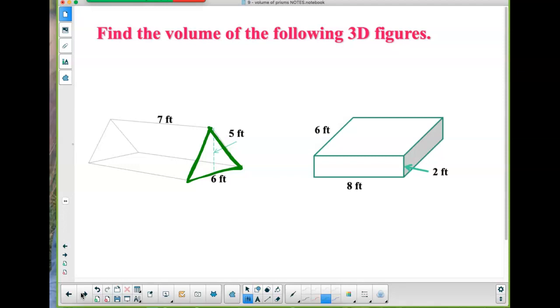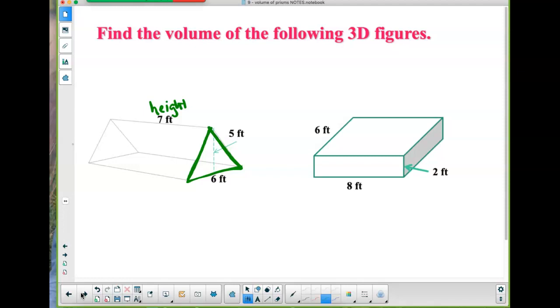Caleb, what do you think? 5. Not the 5. Brinley. The 7. This is the height of the prism. Okay, there's a difference between the height of the triangle and the height of the prism. The height of the prism has to be the distance between the two bases. Does that make sense to everyone? Do you see the difference between those things?